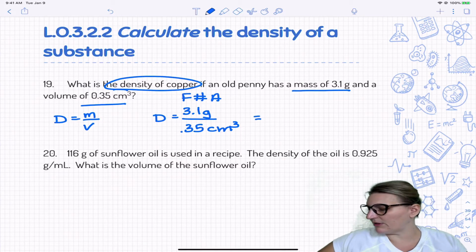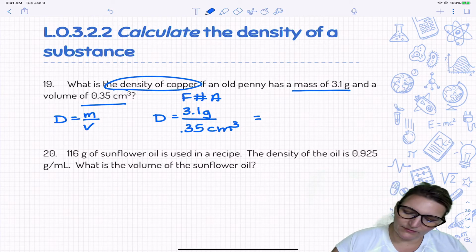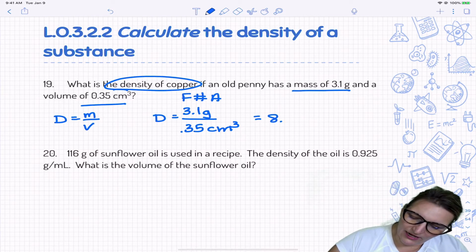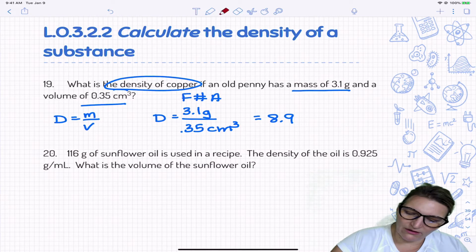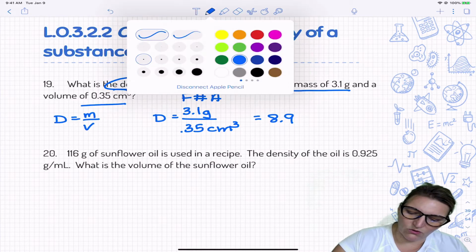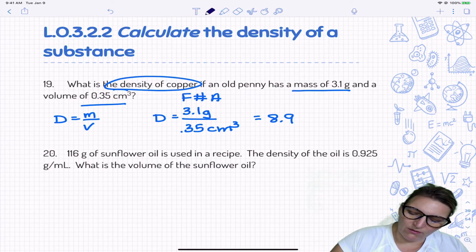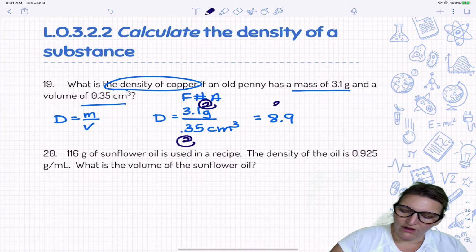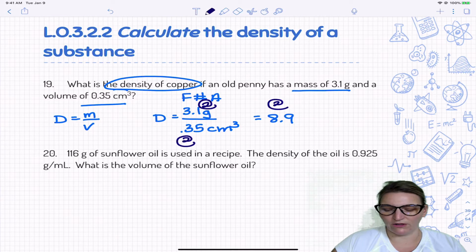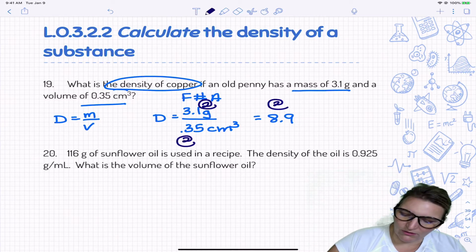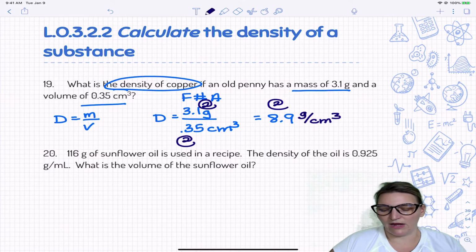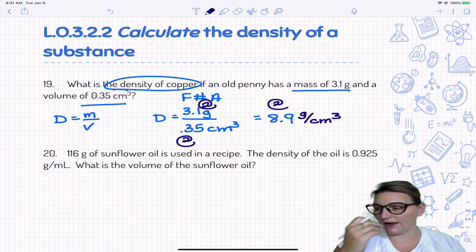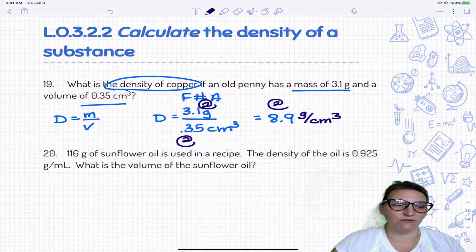So I showed the formula, I showed the numbers plugged in, now I show the answer. I plug this number into my calculator and I get 8.9. And in terms of significant figures, that is correct, right? 3.1 has two significant figures, 0.35 has two significant figures. Therefore, my answer should have two significant figures. I also need to check my units. Division, nothing cancels, so the units are 8.9 grams per centimeters cubed. And yep, that is the unit that we will often use for density.